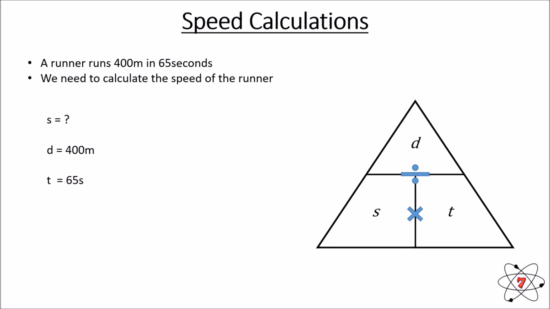So we now have the key information. We need to calculate the speed, so we cover it up, and we're left with distance divided by time. So speed is equal to distance divided by time. So speed is equal to 400 meters divided by 65 seconds. 400 divided by 65 is 6.15. Meters cannot be divided by seconds, so we have meters per second as our unit. So speed is equal to 6.15 meters per second.